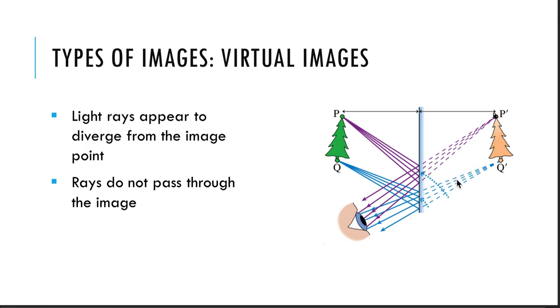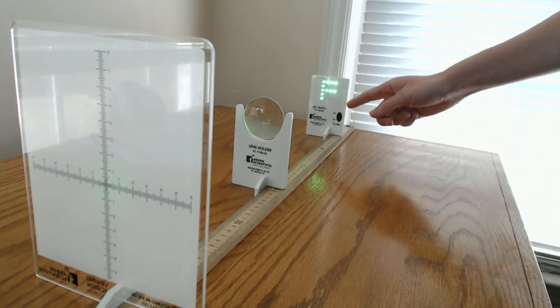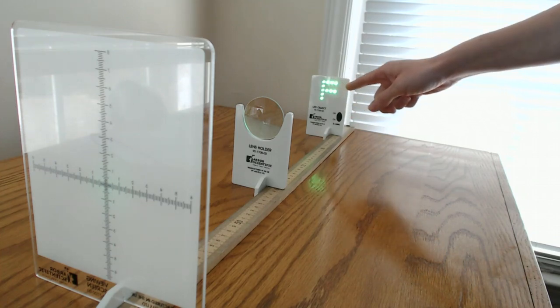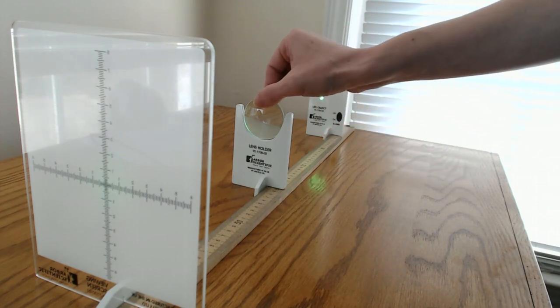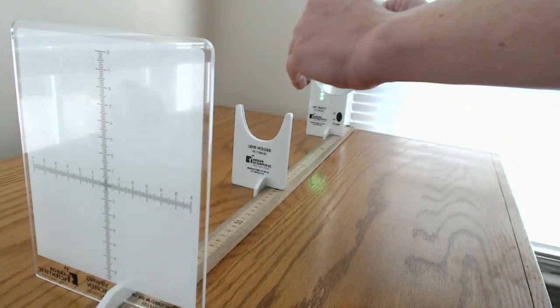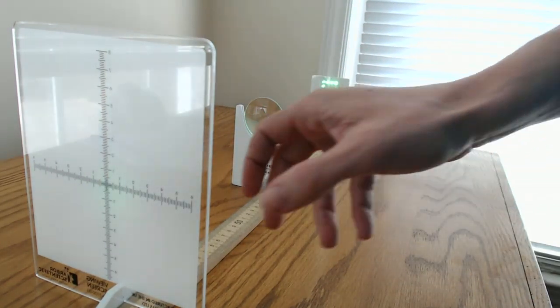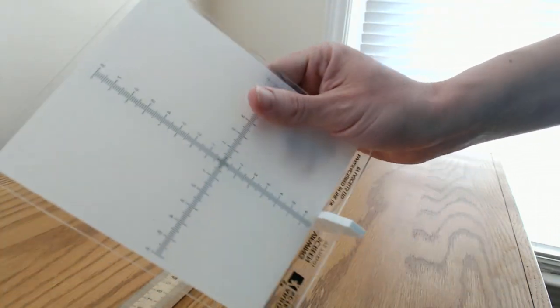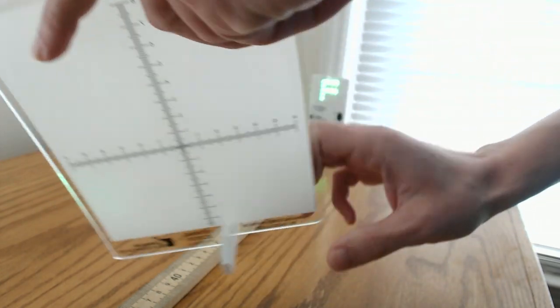So right now I'm going to show you the difference between a real and virtual image with my setup. What I have here is an object. It's just an LED light that has an F shape. And then here is my lens. This is a convex lens. You can see the shape of it, the way it's rounded. Convex lenses form real images. And this is just a screen, a piece of plastic, and I'm going to capture my image on this screen.